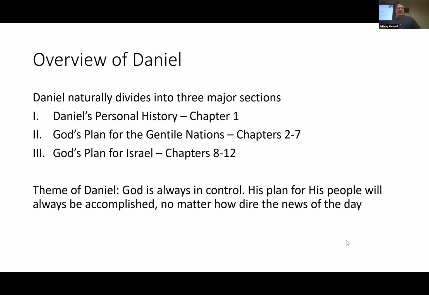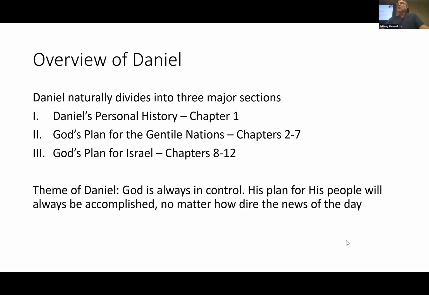We're going to see that Daniel kind of automatically breaks up into 3 sections. We've got chapter 1, which we'll cover next week, which is Daniel's personal story of how he ended up in the court of Nebuchadnezzar in the capital city of the Babylonian Empire, in Babylon. And it's a wonderful story and very encouraging.